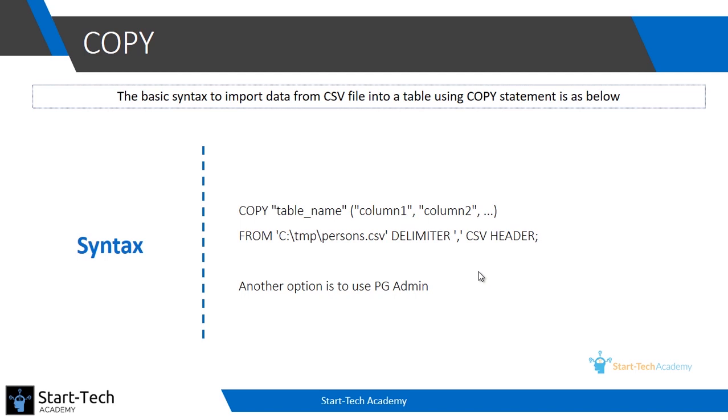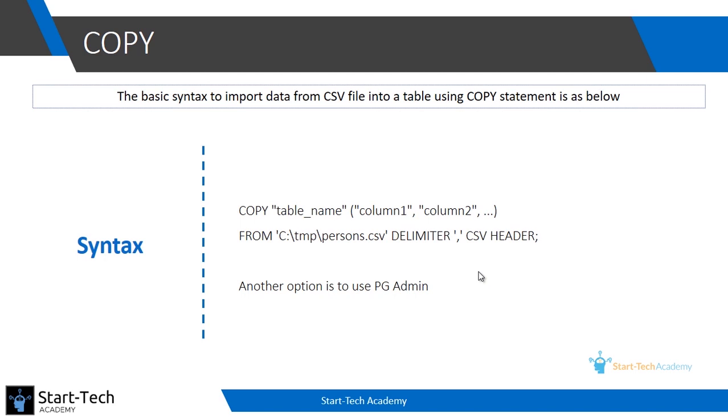Then comes the type of file. If it is CSV, we'll write CSV. Then if the data has headers, we'll write header. The header keyword works only if it is a CSV file. So if it is a text file, the header keyword will not work. You will have to remove the header from the text file and then import the data.